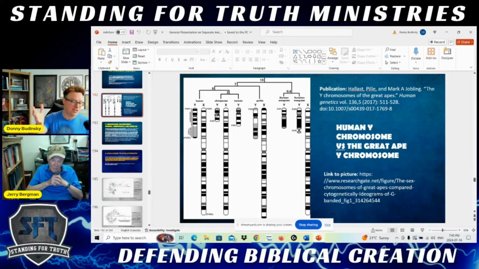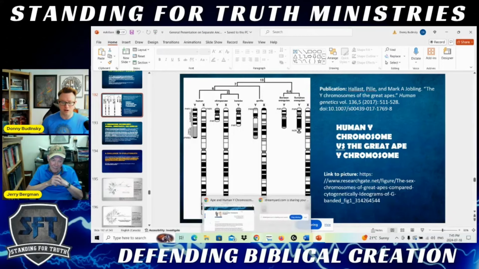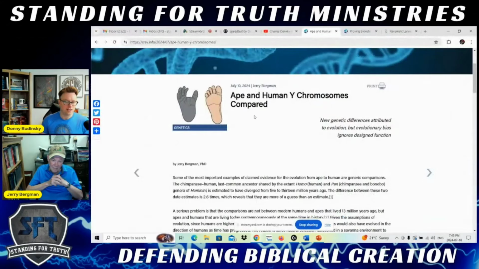And in terms of the nested hierarchy they like to point to, right, Jerry? The gorilla Y and the human Y are more similar to each other than either are to the chimpanzee Y. And so there's a break in their so-called hierarchy. Anyways, I was wondering if you could speak a little bit to your work here and this topic of ape and human Y chromosomes being compared.